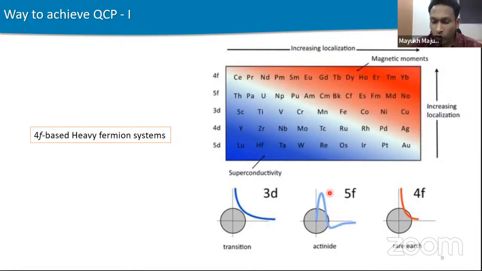So we already know that the orbitals are quite local in the case of 4f-based systems compared to the 3d or the 5d systems. This more local character of these moments gives rise to strong correlations. Now, what happens in these 4f-based systems because of which one can expect some kind of quantum critical behavior?